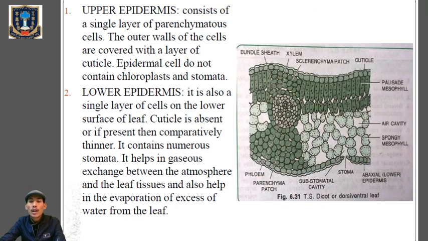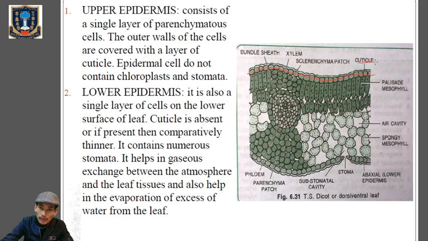Clear? So let's see the structure of the dicotyledonous leaf or the dorsiventral leaf. Okay, so first one, upper epidermis. So we are going to learn about this particular structure, which is called the upper epidermis. This upper epidermis consists of a single layer of parenchymatous cells, that is parenchyma cells. Right? Now the outer wall of these epidermal cells is mainly covered by the cuticle.